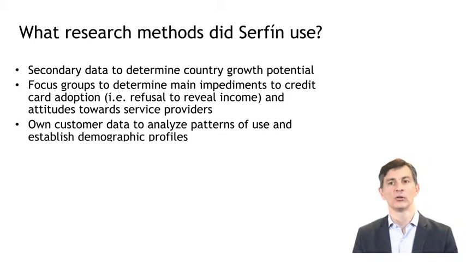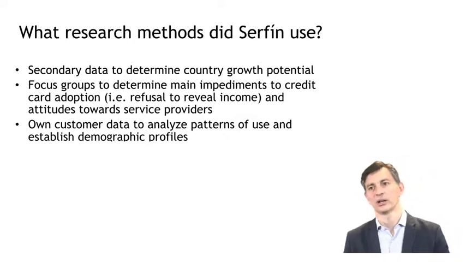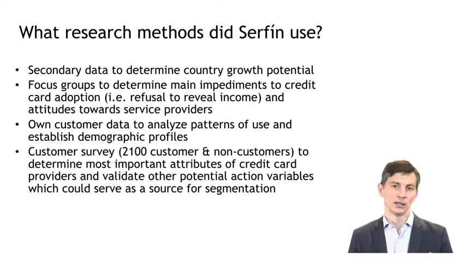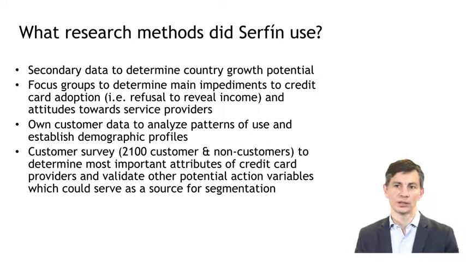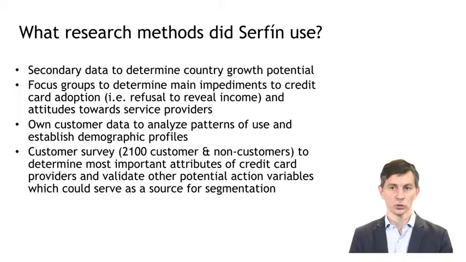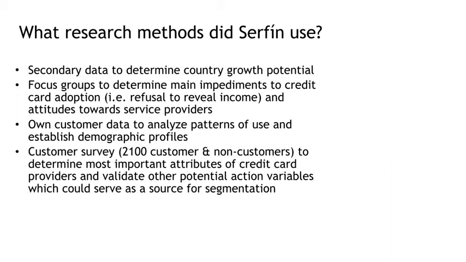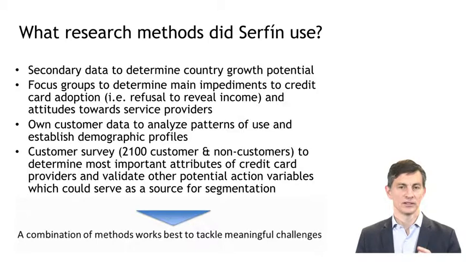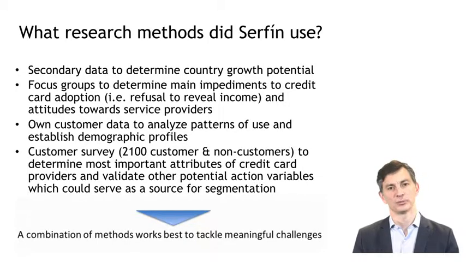Next, they used their own customer data to understand patterns of use for the different credit cards and to establish the different demographic profiles. And finally, they did a survey of 2,100 consumers and non-consumers of the bank to determine what are the most important attributes of credit card providers, and to also validate other potential action variables which could serve as a source of segmentation. The key takeaway that you should take from this slide is that one thing is clear. A combination of methods and methodologies is the best way to tackle a meaningful marketing research problem.